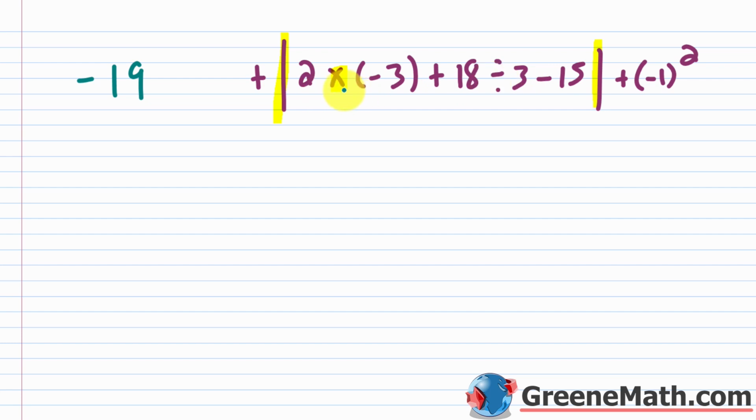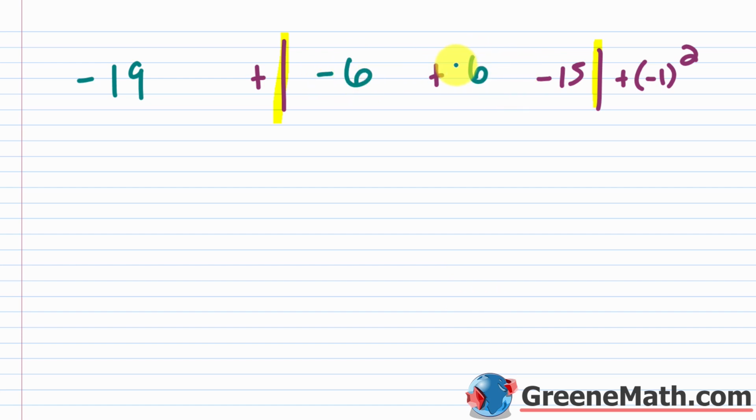So I'm going to go 2 times negative 3 first. A negative times a positive, or a positive times a negative, will give you a negative. And 2 times 3 is 6. So let's get rid of this and just put negative 6 there. Then I have addition, division, and subtraction, so you want to divide first. 18 divided by 3 is 6. So let's put a 6 there.